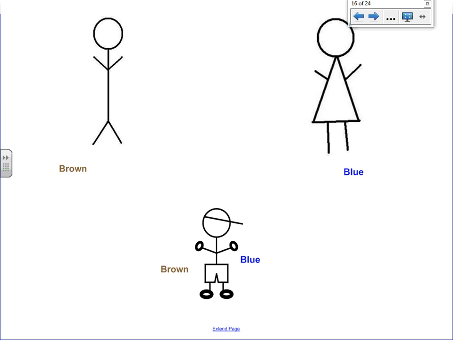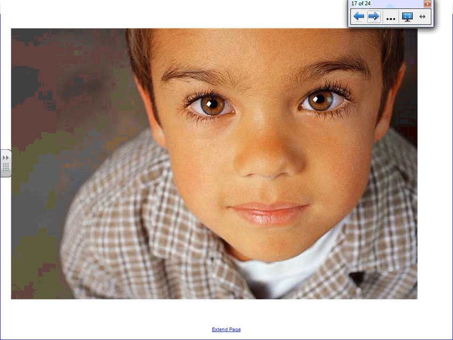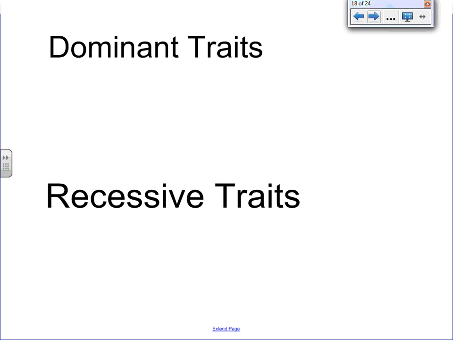If you guessed blue, you're wrong. It's actually brown. In this case, if you have half of your genes coding for brown eyes and half of your genes coding for blue eyes, you will only see the brown. Now, this is a really interesting part of genetics in that some traits are what are called dominant and other traits are recessive. In this case, the brown eye trait is dominant over the blue eye trait.